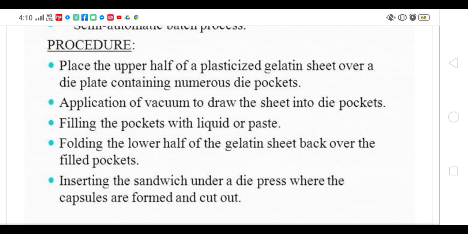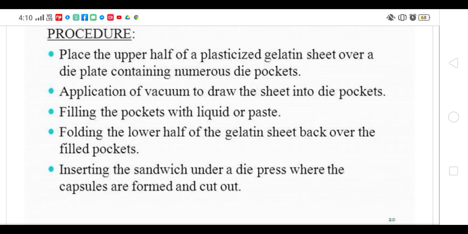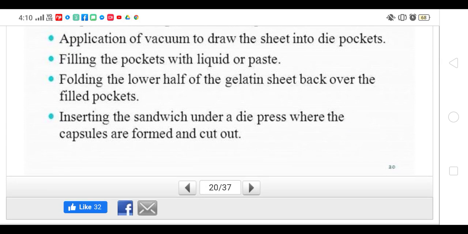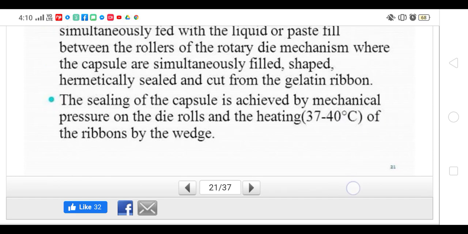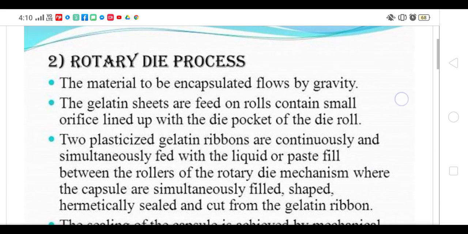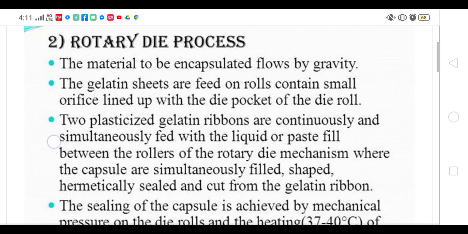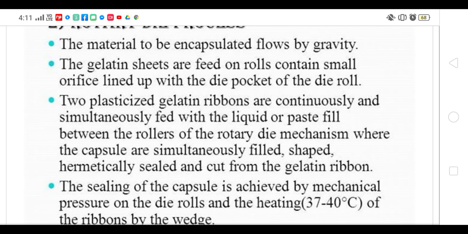Now these cavities are filled with a liquid or paste, and the second half is folded on the first half of the sheet, and these filled pockets are sealed. Inserting the sandwich under the die press, capsules are formed and cut out. So the first is the plate process, the second is rotary die. Here the material to be encapsulated flows by gravity, very important. Now gelatin sheets are fed on the rolls, which contain a small orifice, lined up with the die pocket on the die roll.